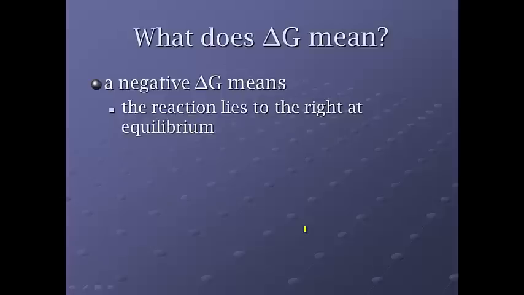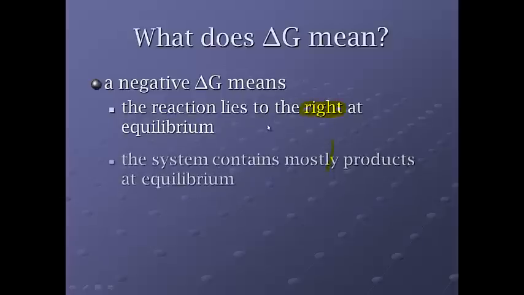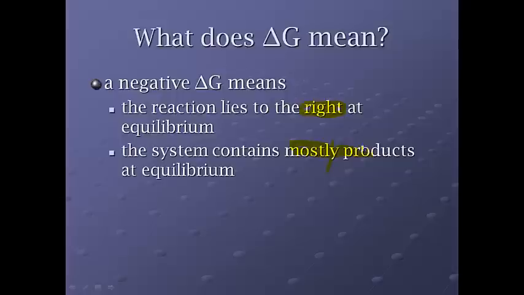Well, a negative delta G means the reaction lies to the right at equilibrium. Okay, so the system is mostly going to contain products. Okay, so it's using that available energy. It's going to have favored that we're going to be going this direction.